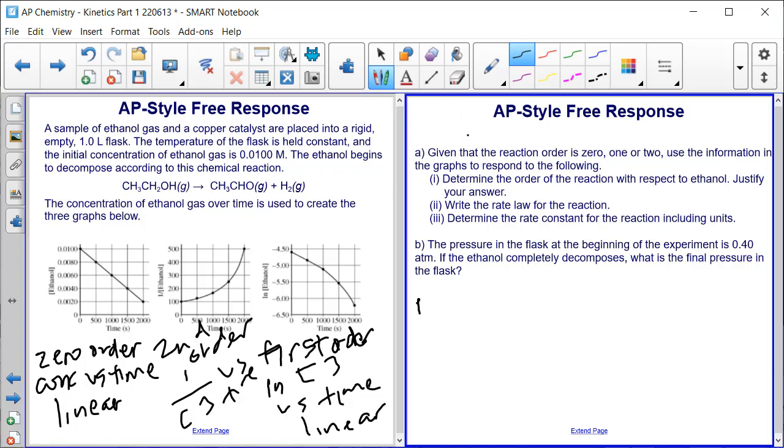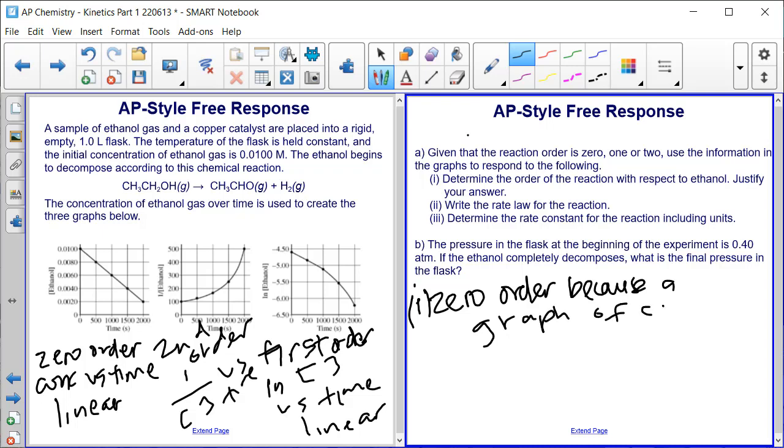So in part I, we can say that this is a 0 order reaction because a graph of concentration versus time is linear. Okay?